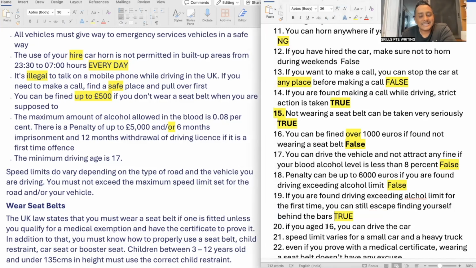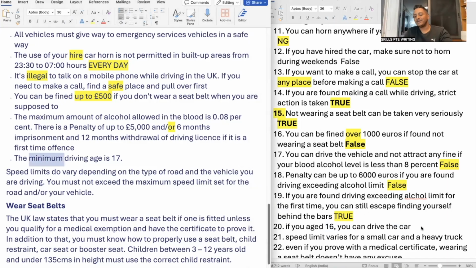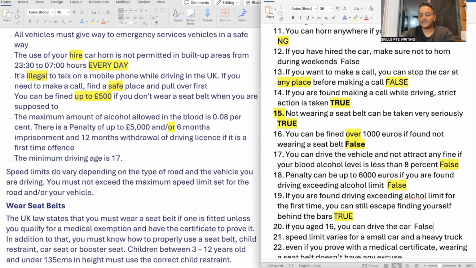If you're aged 16, you can drive the car. I'll not ask the answer. You would definitely have written the correct one, I know. The minimum age is 17, man. Then you cannot drive the car. It's going to be a straightforward question. Few are easy, few are difficult.